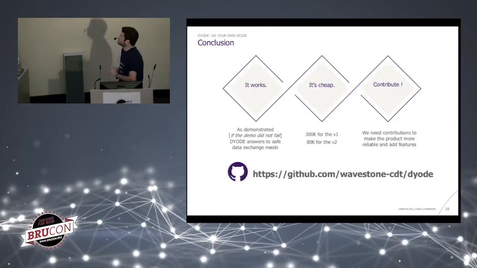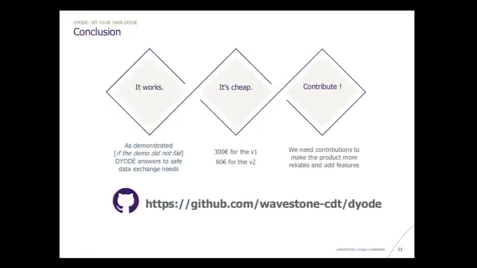Okay, so in conclusion, the demo did not fail. So it works. It's a very simple project, but it works. It's quite cheap, easy to reproduce. You have everything online. It's about $300 for the first version, 80 for the second one. And I would love to have a contribution on the GitHub, because adding more protocols takes some time, but not that much. So if you have a specific need, please feel free to contact me and maybe we can work together to make the product better.